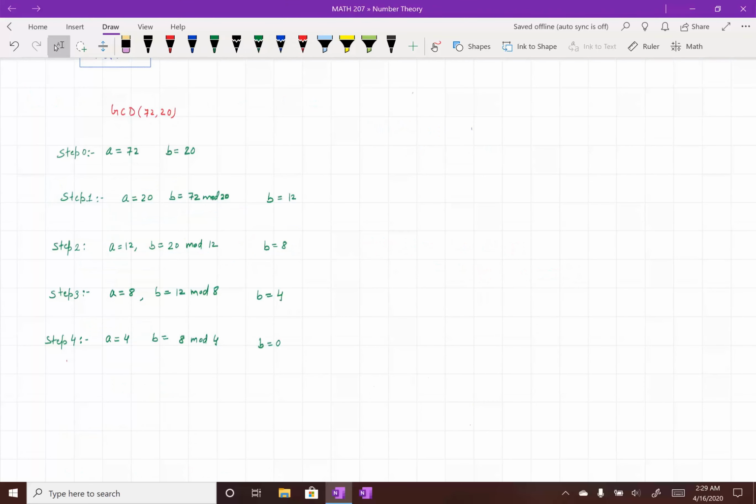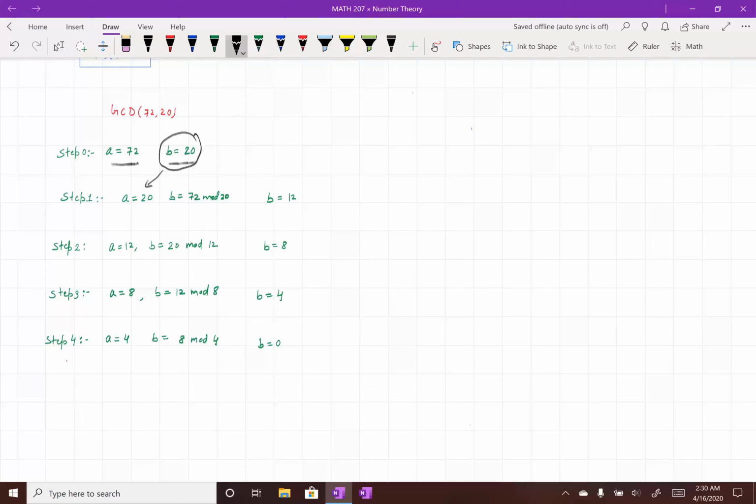Let's look at one example to see how this Euclidean algorithm works. Here we are supposed to compute the GCD of 72 and 20. In my initial step, I pick the values of A and B. The value of A is the larger integer, which is 72 here. The value of B is the other integer, which is 20 here. Since the value of B is not equal to 0, I move to the next step.